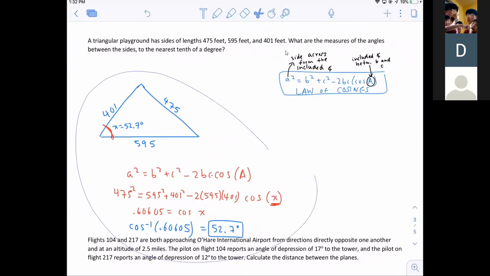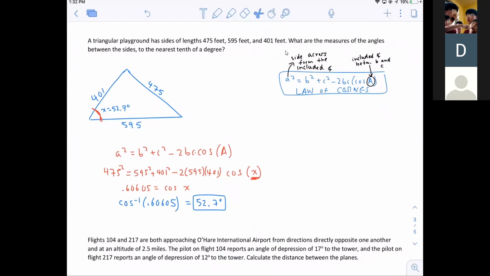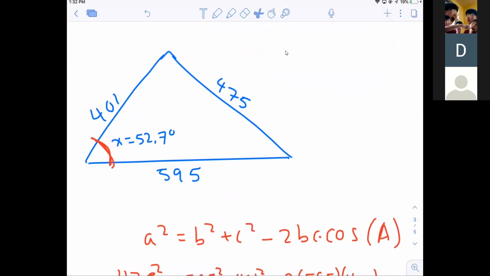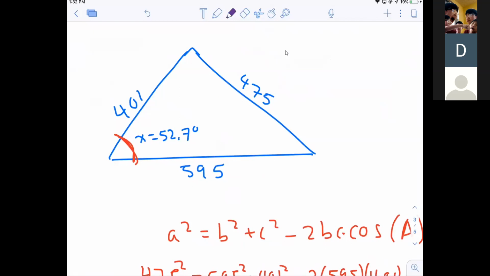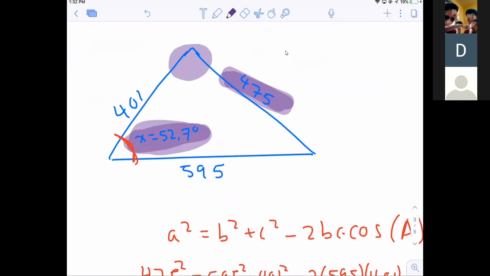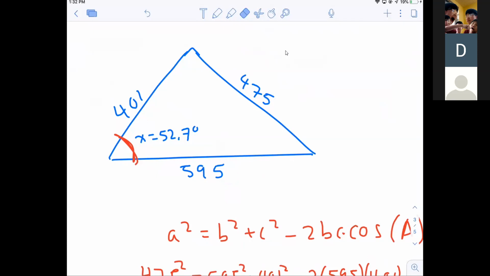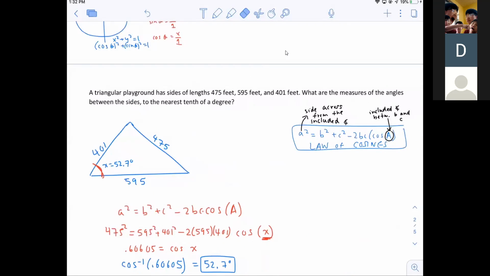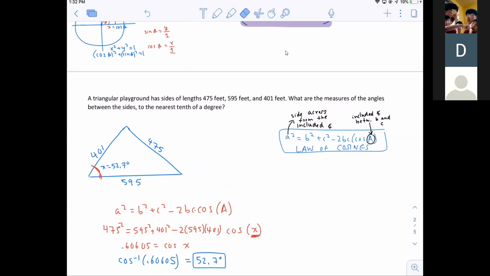Probably not, because it's a lot of calculations, law of cosines, I know. So what could we use instead? We could do law of sines, right? Sine of 52.7 over 475 is equal to sine of either one of these angles over its opposite side. That will let you find another angle, and then we know angles in a triangle add up to 180. So I think you can easily finish the problem from there.